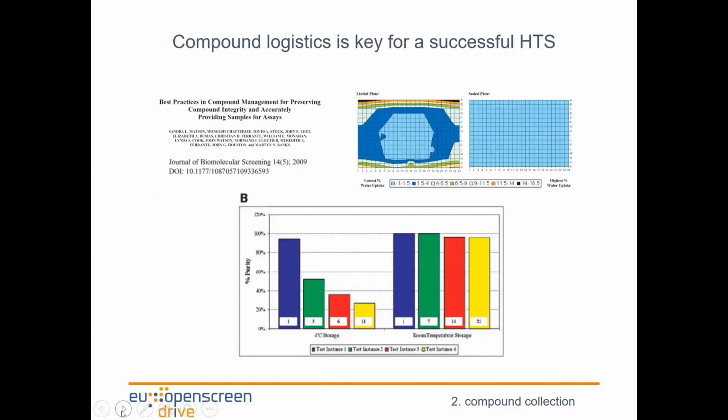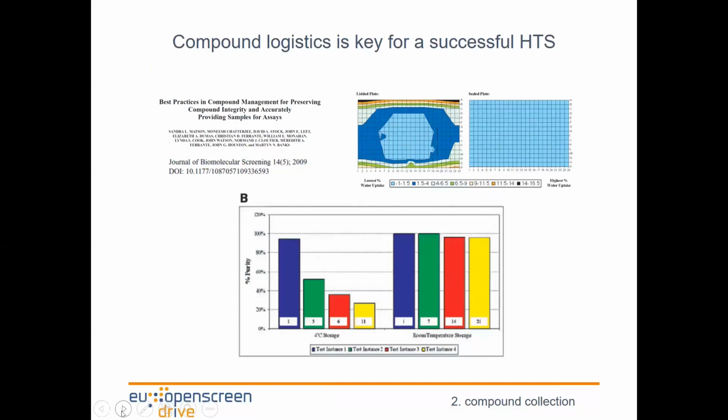Usually the most common procedure to store a chemical laboratory is to keep the compounds frozen at minus 20 degrees in 384-well plates or 1536, depending on the throughput of your facility. But in this paper from more than 10 years ago, the authors showed the difference between having the compounds in a lidded plate on top and in a sealed plate. The different shades of blue mean the quantity of water being captured by the DMSO. The compounds are dissolved at 10 millimolar in DMSO.